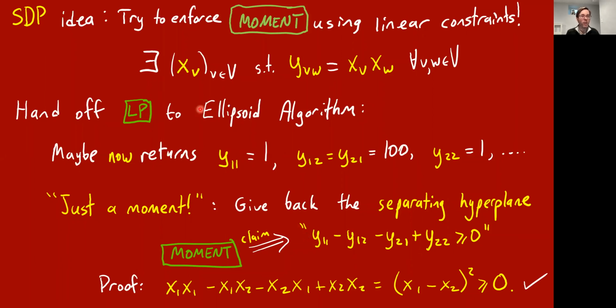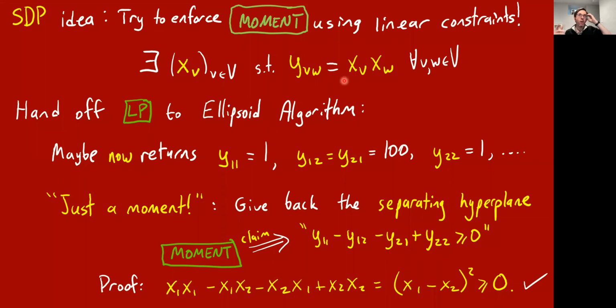I'm getting a question. The question is, could you re-explain the moment constraint? So the moment constraint is some kind of constraint on a collection of variables called y_vw. You have one variable for each pair of vertices in the original graph. And the constraint on this collection of y's is that there should exist a collection of real numbers called x_v, one for each vertex v in the graph, such that y_vw is equal to x_v times x_w.